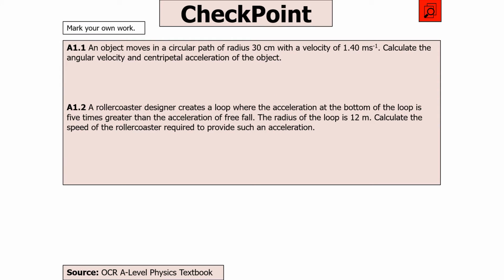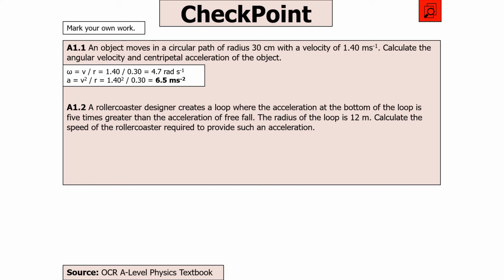Right, in this first one, we can work out the angular velocity because we've got the linear velocity and we've got the radius of the circular motion. We've got to convert the centimeters into meters, so we get 4.7 radians per second. We can then work out our acceleration by doing v squared over r, so it's 1.40 squared over 0.30, which is 6.5 meters per second squared.